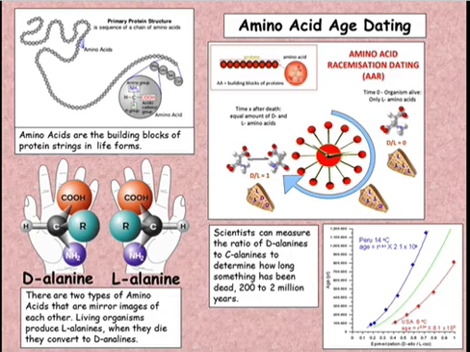Amino acid dating is a technique used to estimate the age of a specimen that was once a living organism. This technique is based on changes in amino acid molecules after the death of the organism. Amino acids are the building blocks of protein strings in life forms.